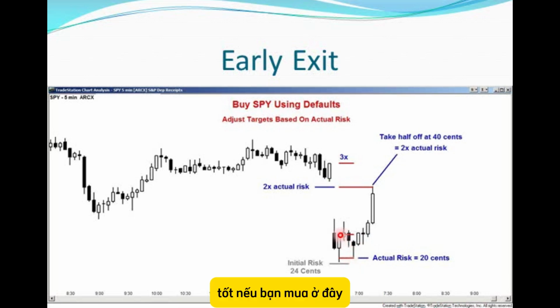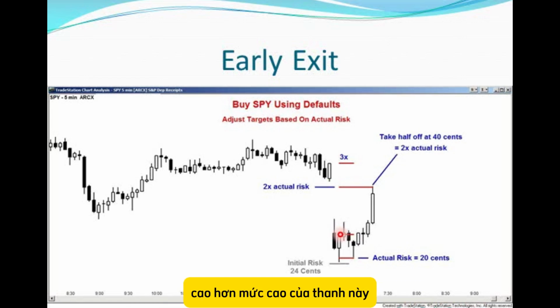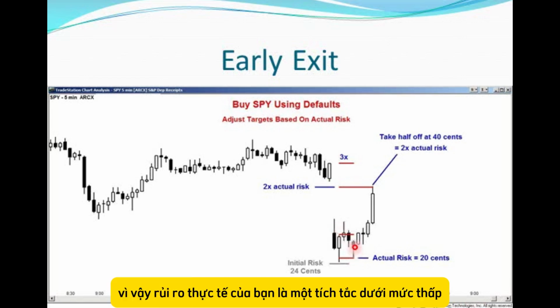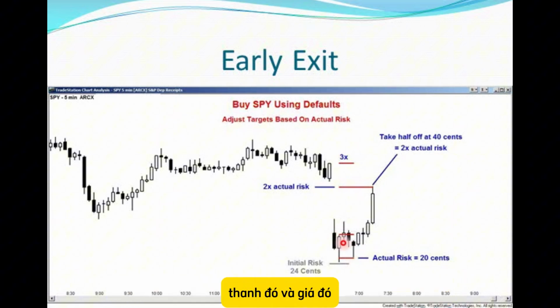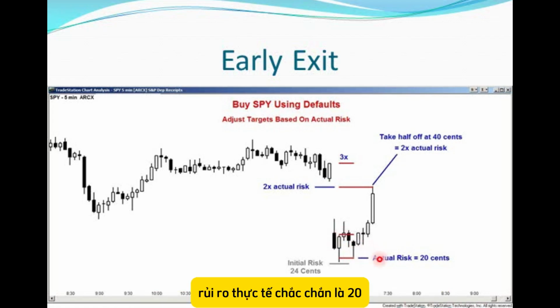Well, if you bought here and the market started to turn up here, you would not have been stopped out if you had your stop one tick below the low of this bar. And that is 21 cents below, that's 20 cents below your entry price, which is above the high of this bar. So your actual risk is one tick below the low of that bar, and that price, that red line, is 20 cents below your entry price. So your actual risk is 20 cents.